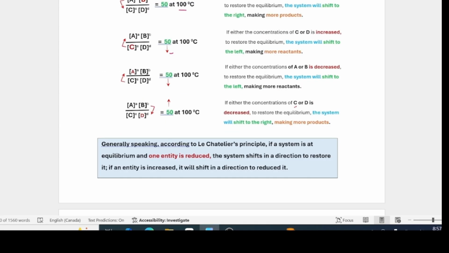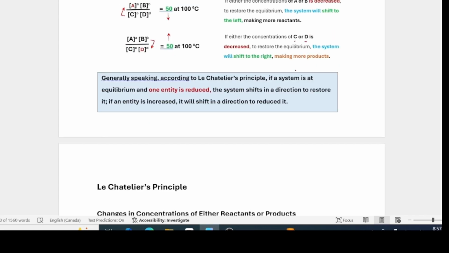If either the concentration of C or D is decreased, to restore the equilibrium, the system will shift to the right, making more products. So generally speaking, according to Le Chatelier's principle, if a system is at equilibrium and one entity is reduced, the system will shift in a direction to restore it. If an entity is increased, it will shift in a direction to reduce it.